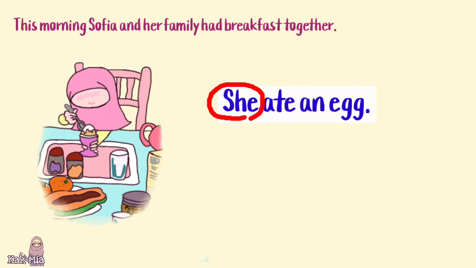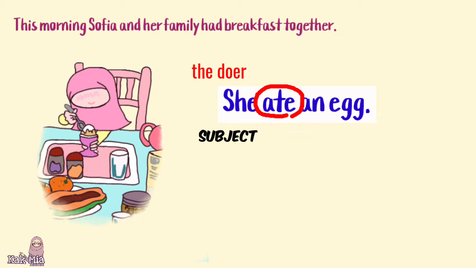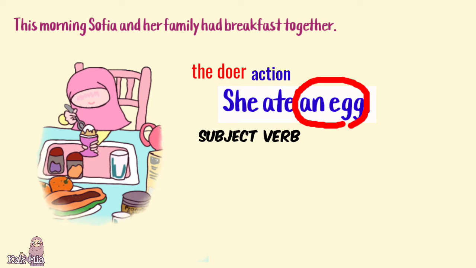What can it be? She here is the doer of the action, which takes the position as the subject of the sentence. Ate is the verb. It is the action which is taken by the doer. While an egg here is the receiver of the action, as well as the object of the sentence. To change the sentence into its passive voice, we have to write down the receiver at the beginning of the sentence. Here we go, we write it down here.